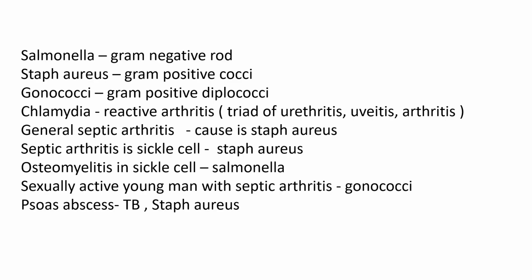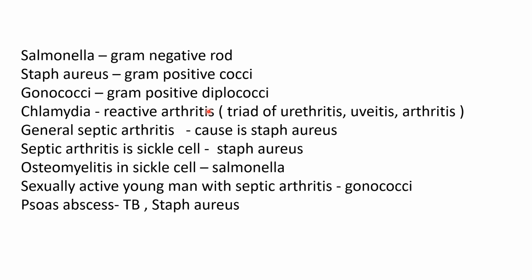With this, we have come almost to the end of the slides. I just want to give you an overview of the organisms. Salmonella is a gram-negative rod. What is the importance of Salmonella? Salmonella will result in osteomyelitis in sickle cell disease. But septic arthritis in sickle cell is by Staph aureus. Staph aureus is a gram-positive cocci. This knowledge is also important because they might give you different variable scenarios, so it might come in handy.